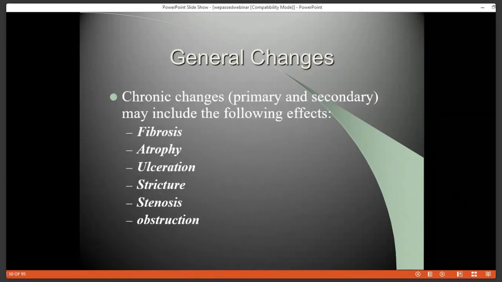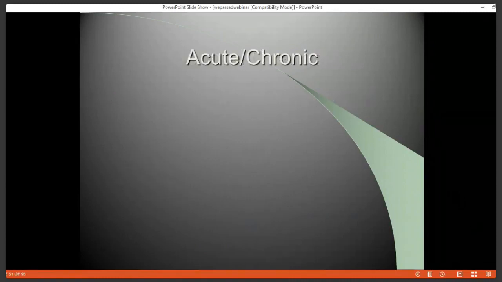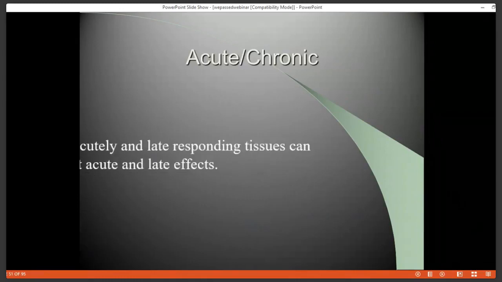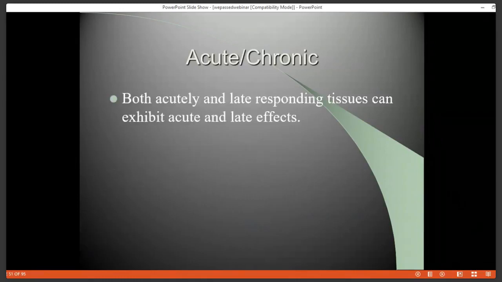Some of the chronic changes, primary and secondary ones, are ones that are going to progress over time, things such as fibrosis, atrophies, ulcerations, strictures, stenosis, obstructions. These types are considered to be chronic changes, seen a little bit more so after higher doses of radiation.